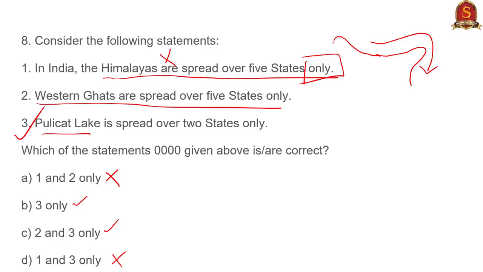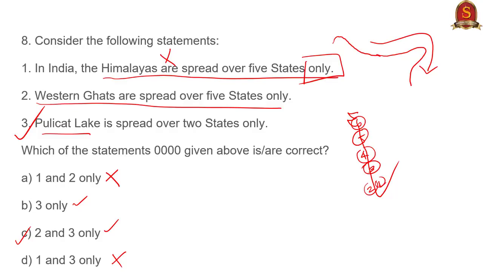Now this statement you need to spend some time on, because most people might think that when you talk about a mountain range, it will pretty much end in a specific area. So when you talk about Western Ghats, it's found in Tamil Nadu, it is found in Kerala, it is part of Karnataka, it is part of Goa, then it is part of Maharashtra, and also remnants are found in Gujarat. So it is spread over 6 states and not 5 states. Hence the answer is C.